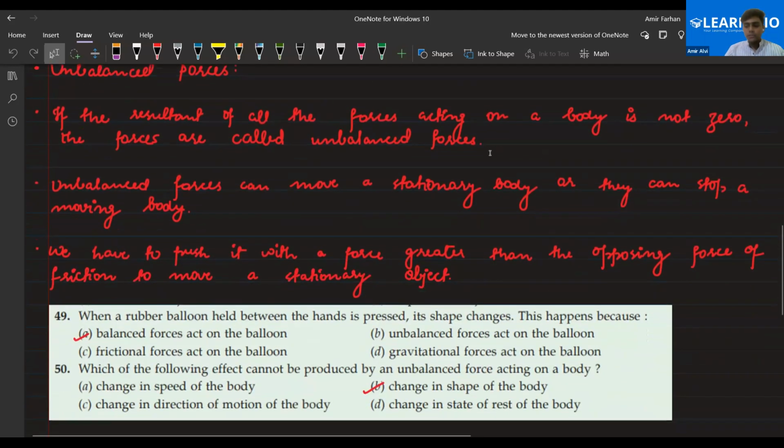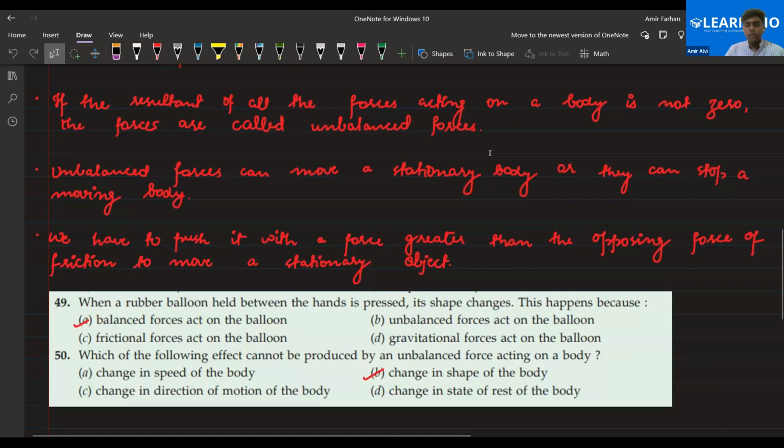Next is unbalanced forces. Now let's talk about the unbalanced forces. Unbalanced forces are the opposite of balanced forces. They are those forces whose resultant will not be equal to zero, right? Clear, everyone? Yes, sir.